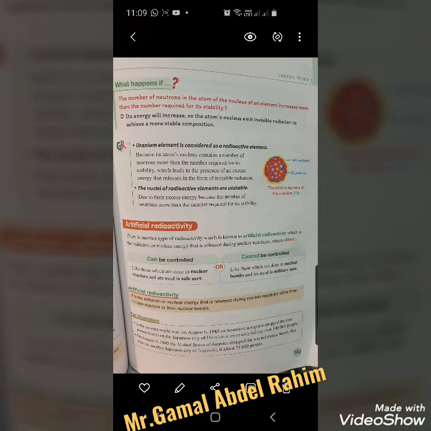Another give reason: the nuclei of radioactive elements are unstable. Of course, the answer is due to the excess energy, because the number of neutrons is more than the number required for its stability. Artificial radioactivity. We have to know that there are two sources of radioactivity, natural radioactivity and artificial radioactivity.